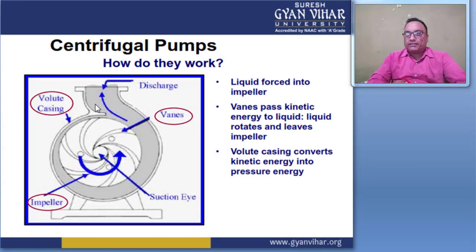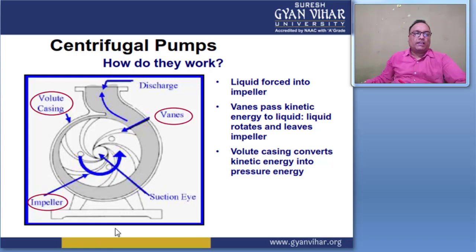Through the volute casing, liquid is forced into the impeller, and the vanes pass kinetic energy to the liquid. Then the liquid rotates and leaves the impeller, and this liquid strikes the volute casing, and the volute casing converts the kinetic energy into pressure energy. This is the total working principle behind the centrifugal pump.